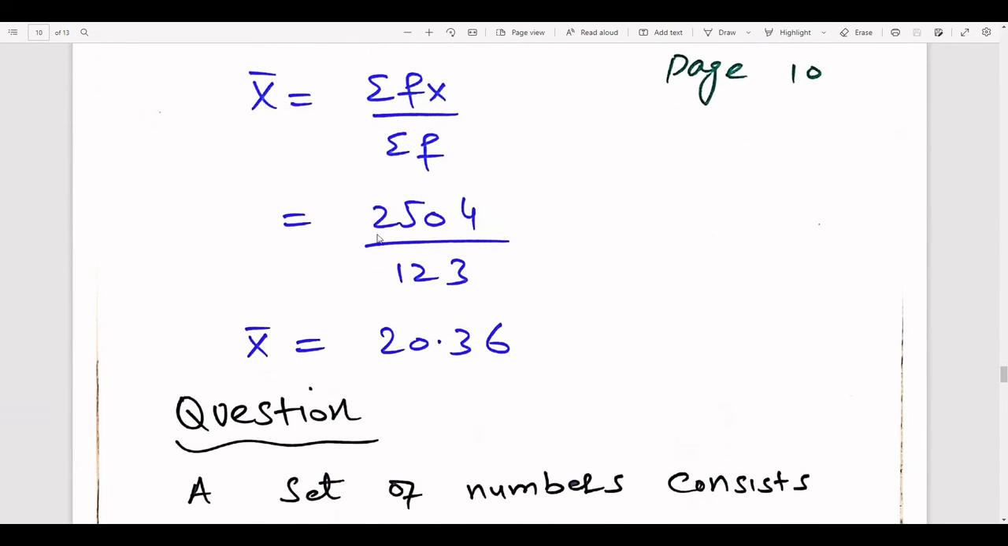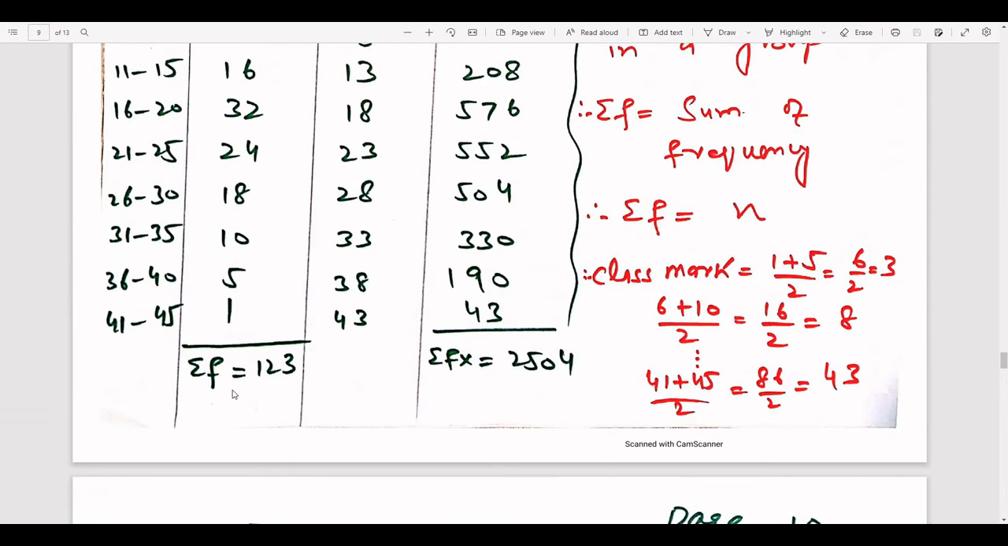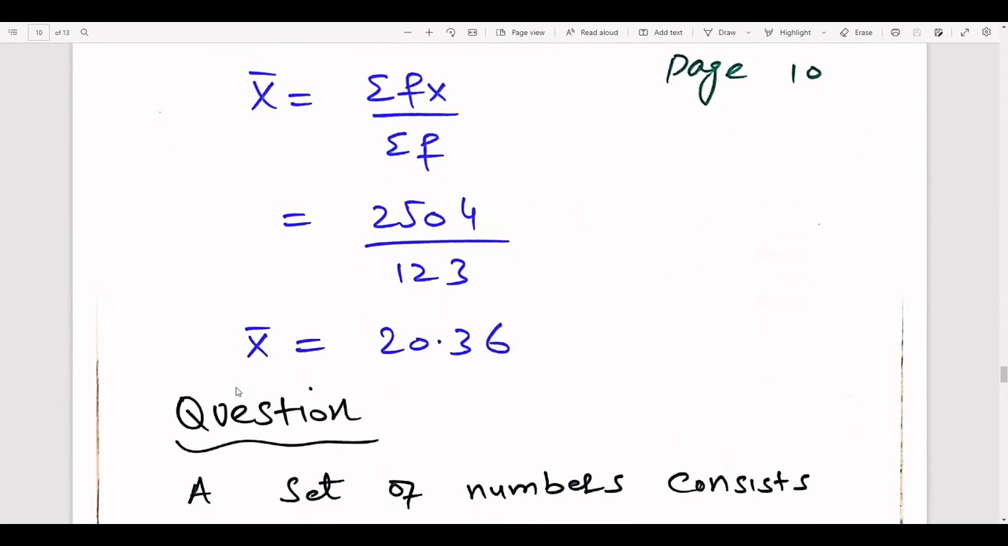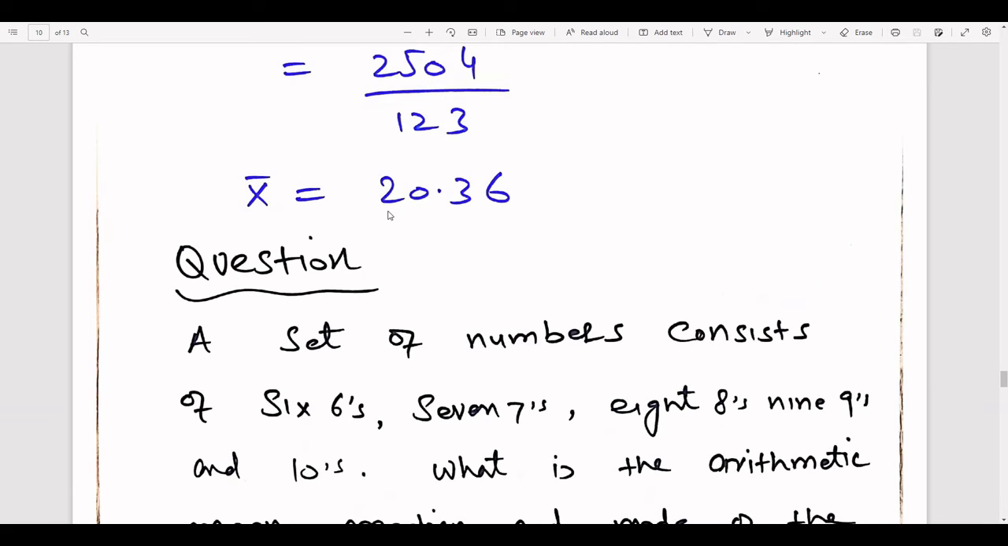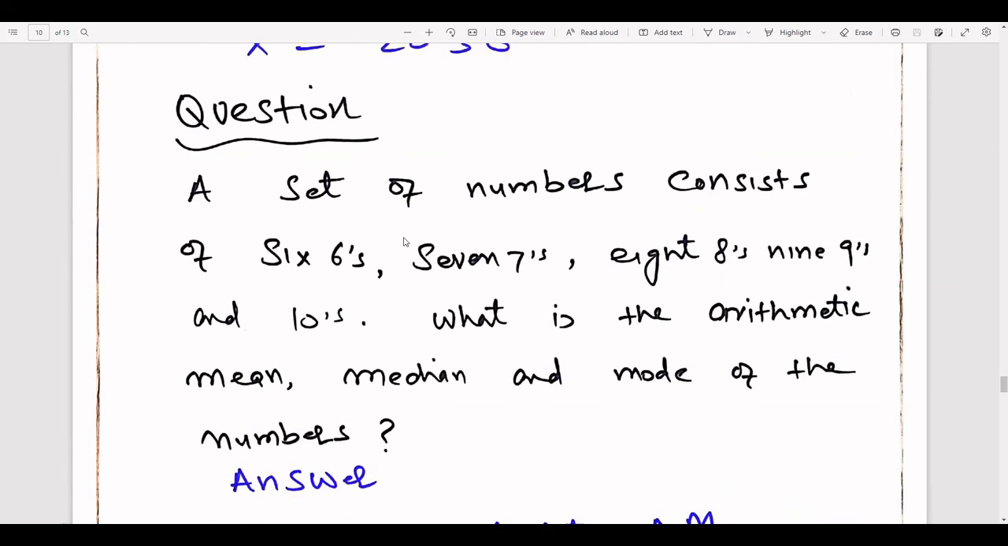Putting these values in the formula, 2504 is the sum of f of x, and the sum of f is 123. X bar is 20.36. Here is the answer. Next, we move to the next question.